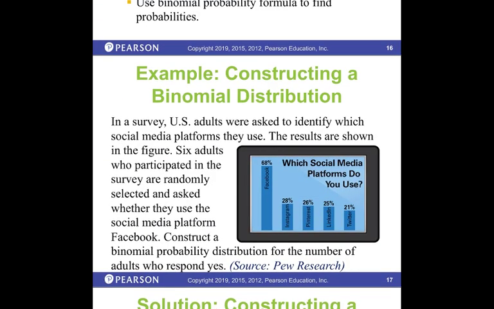So in a survey, U.S. adults were asked to identify which social media platform they use. The results are shown in the figure. 6 adults who participated in the survey are randomly selected and asked whether they use a social media platform, Facebook. Construct a binomial probability distribution for the number of adults who responded yes.